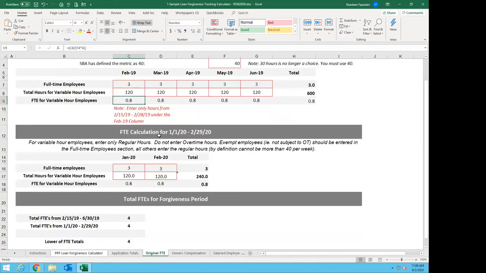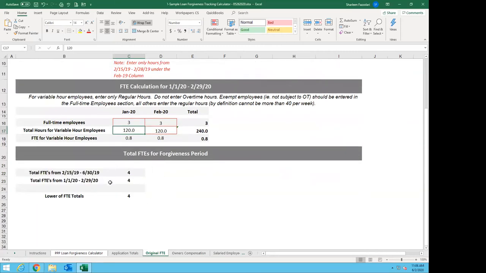The other period that they look at is from January 1st to February 29th in calculating the FTEs. The same thing here: you put in the full-time, those with 40 hours or more, here, and variable hours here. Then it'll calculate down here the two periods of full-time equivalent. It's at the election, so you can use either one of those periods. We have it set up so it'll pull the lower of those two figures into our application. So definitely start with the lower side on the full-time equivalent.